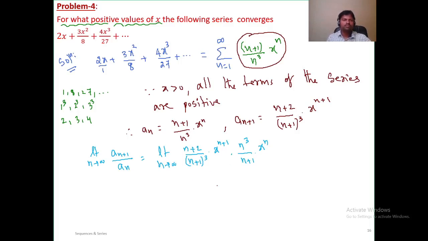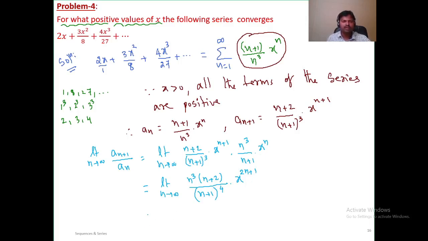Next, to simplify the terms, this is equal to limit n tends to infinity, n cube into n plus 2 divided by n plus 1 whole to the power of 4, right? Because n plus 1 whole cube into n plus 1 into x to the power of 2n plus 1. X power n plus 1 into x power n, total x power n plus 1 plus n, so 2n plus 1. Clear? Now you apply limit n tends to infinity.